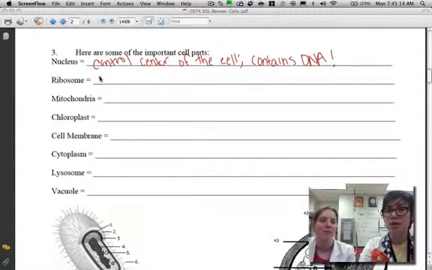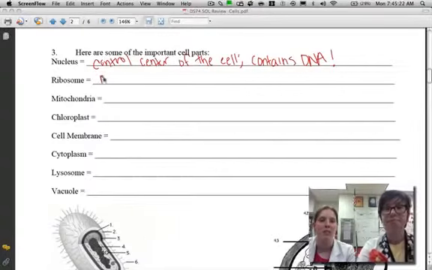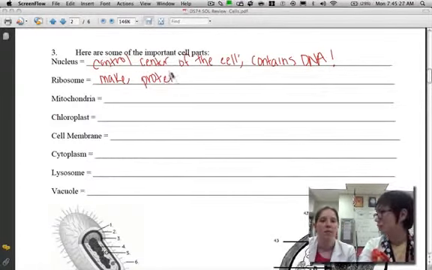Ribosomes are kind of unique in that they're found in all cells, whether prokaryotic or eukaryotic, because they don't have a membrane. But they have one very specific job, and that is to make proteins. So they are the site of protein synthesis, which we also talked about in our last review.